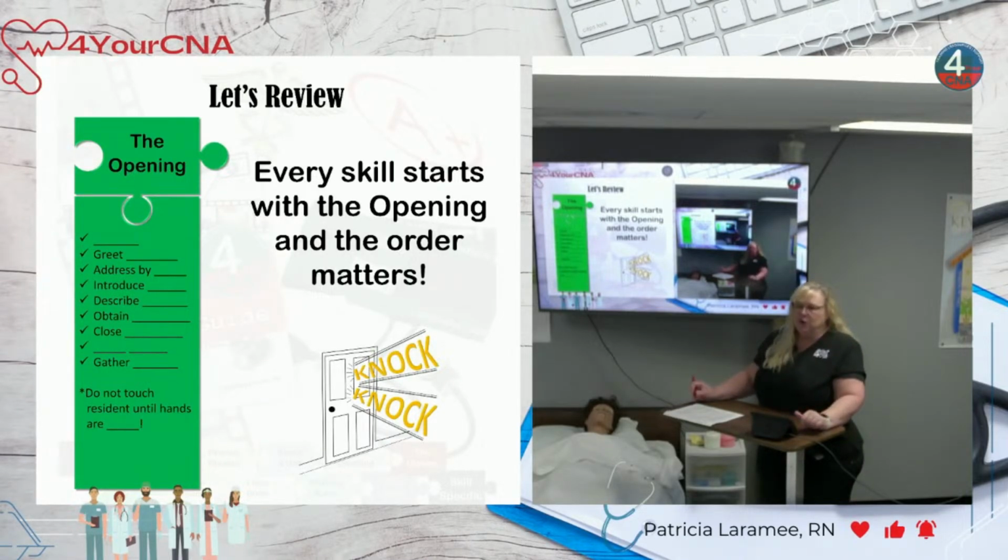Once you enter the room, you have to greet the resident. And how do we identify them? By name. So for the test, everybody's going to be Mr. or Mrs. Jones. What do they need to know about you? Our role. Okay, your name and your title. Yeah, your role. Very good. So just walking in and saying, hey, I'm Patty, that's not enough. I'm Patty, your CNA today. And you should do that every time you walk into a patient's room.